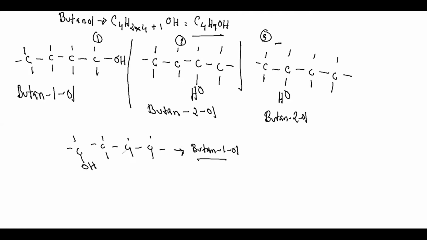So we studied two isomers, butan-1-ol and butan-2-ol. What type of isomers are they? Chain or positional? Sir, positional. Okay, very good. Positional isomerism. Now I will give you a task: to find out a chain isomer of this compound.